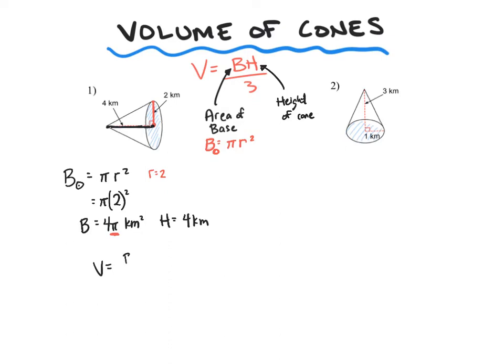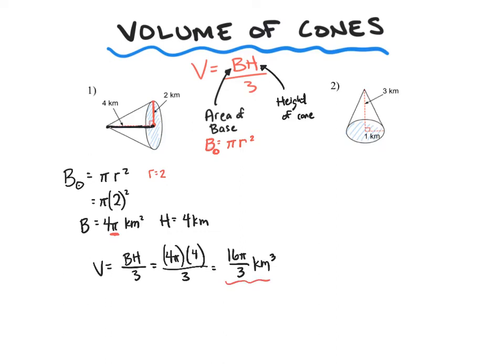The volume is big B times big H divided by 3. Big B is 4 pi. Big H is 4. And it's going to be divided by 3. So on top I've got a 16 pi. And on the bottom I have a 3. The units would be cubic kilometers. So that is a good answer right there.